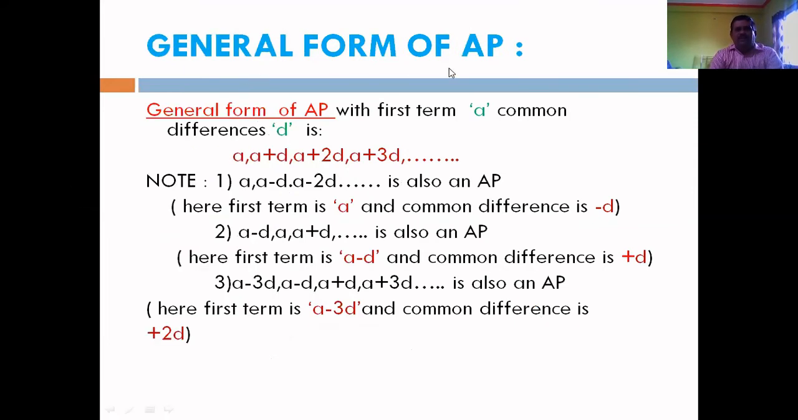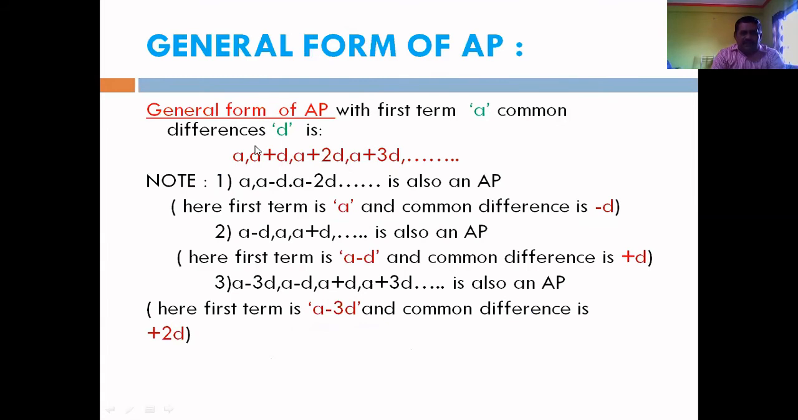Next, we have the general form of AP. That means if the first term is small a and the common difference is d, generally we can express the arithmetic progression in the standard form, that is a, a plus d, a plus 2d, a plus 3d.